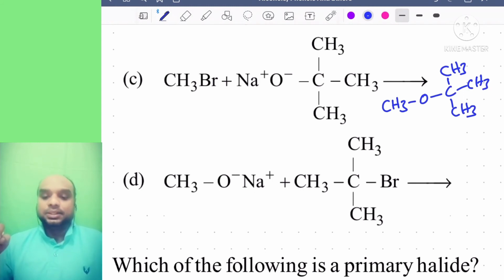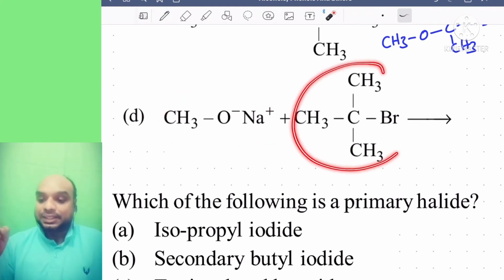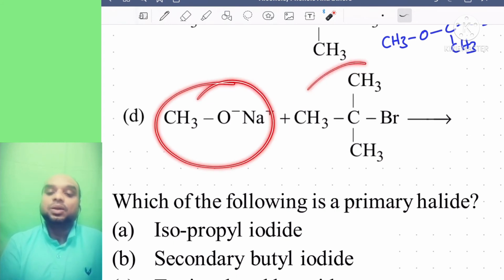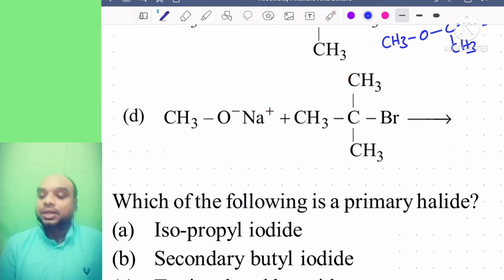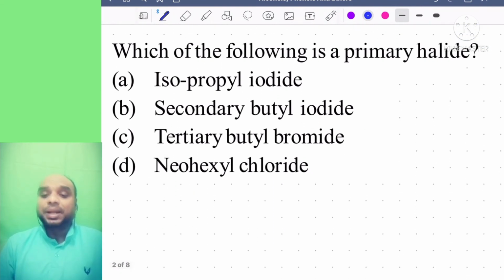Like this we can expect tertiary butyl methyl ether. And next, the fourth case: it is sodium methoxide with tertiary butyl bromide. When those two react with each other, it is highly reactive. So in the presence of this base, this substance will undergo dehydrohalogenation. It gives isobutene. Like this. Okay, students.